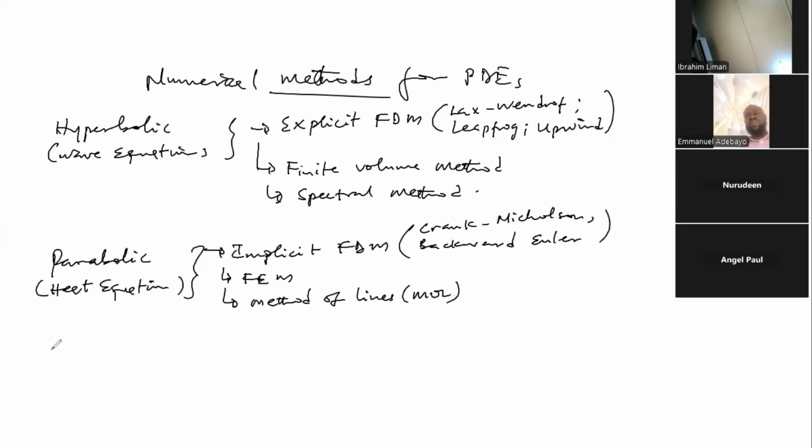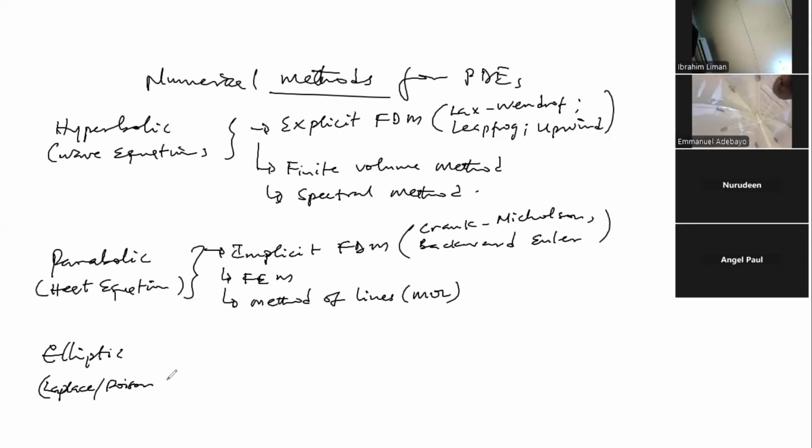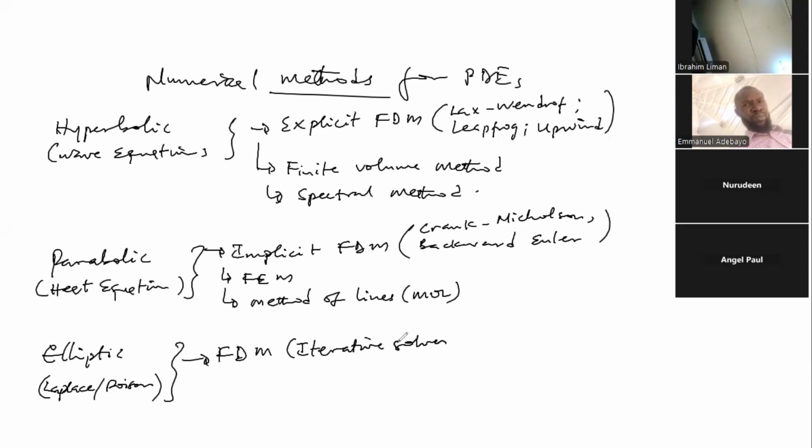Then, for the elliptic method, where we now have to play with the Laplace and the Poisson methods, we see that we can apply the finite difference method here using iterative solvers. We have the finite element method. We also have the spectral method, and then the multi-grid method.